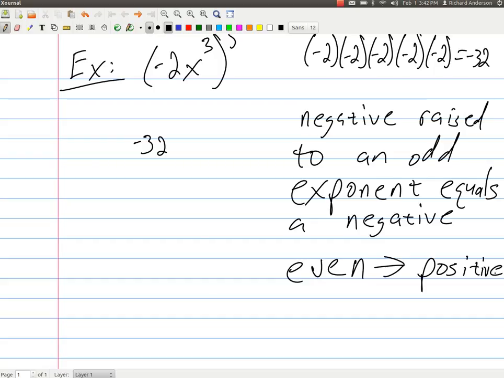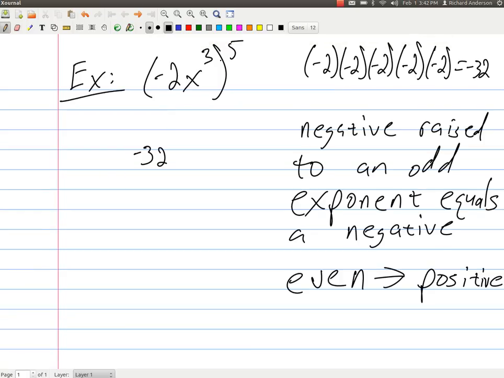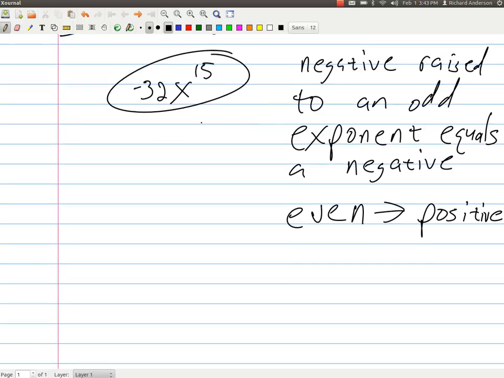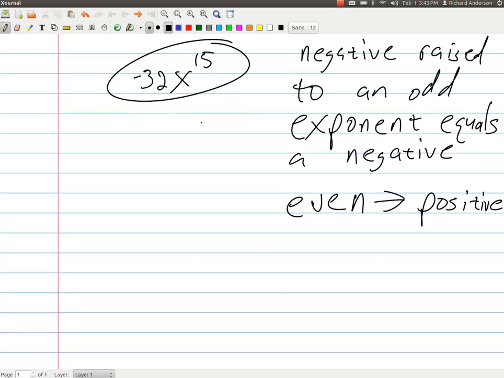Okay. With that out of the way now, the x to the third, when I raise that to the fifth, remember using the power rule, 3 times 5 is going to give me x to the 15th, and that is the answer that I want for that example. Okay. We'll go ahead and move on and talk about another very similar example.